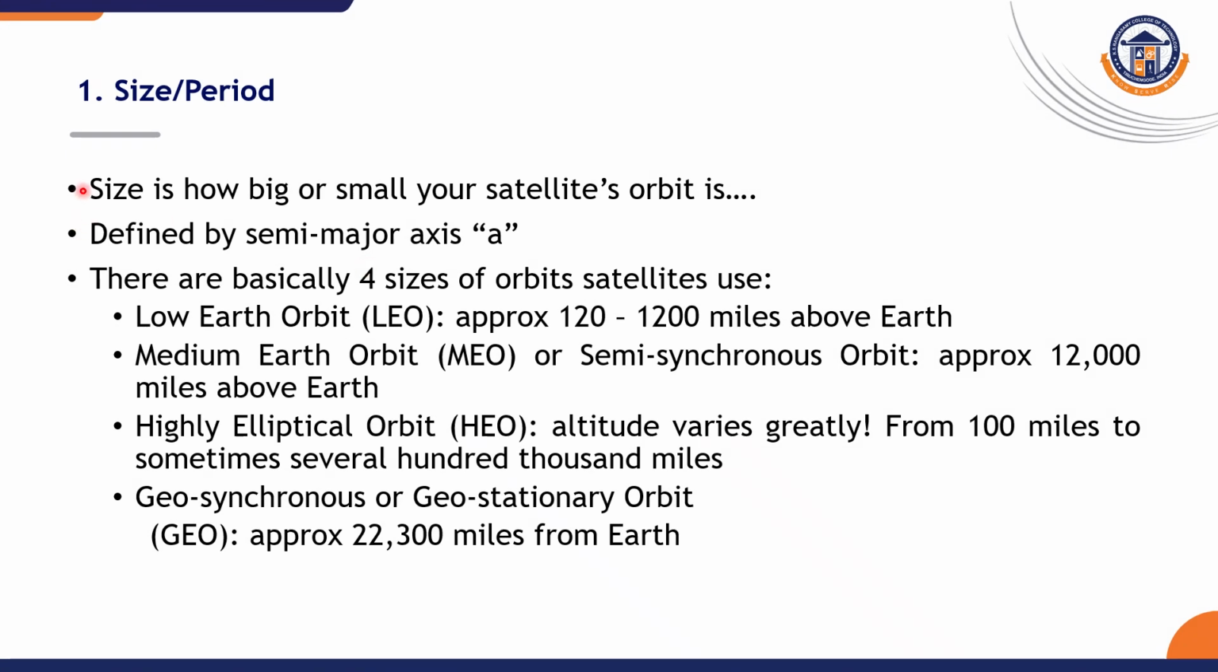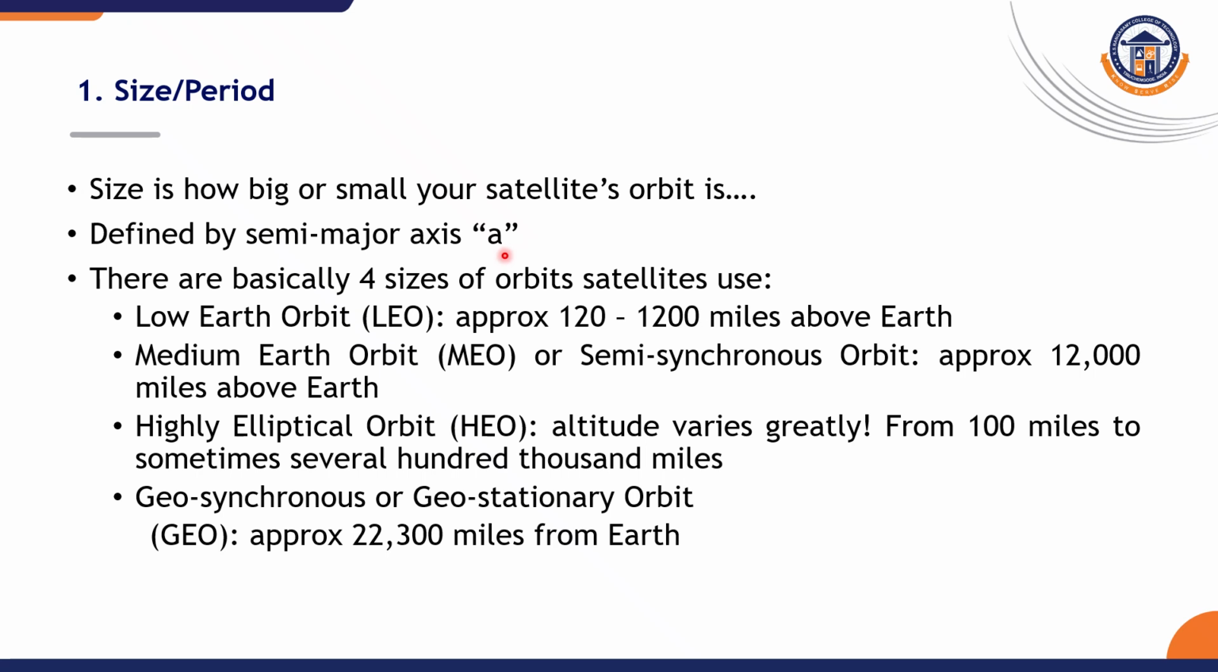The first parameter is size or period. This parameter is defined by the semi-major axis and it is denoted by the letter A. Based on the semi-major axis, there are 4 sizes of orbits in which satellites are in use.